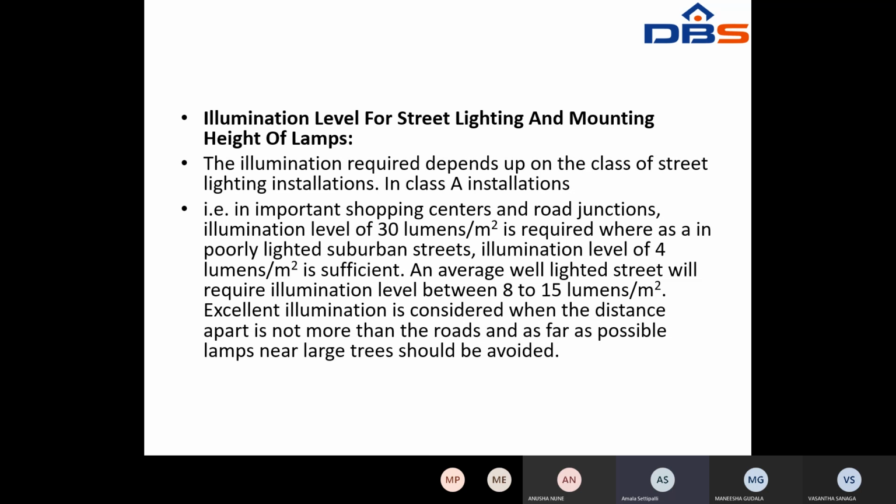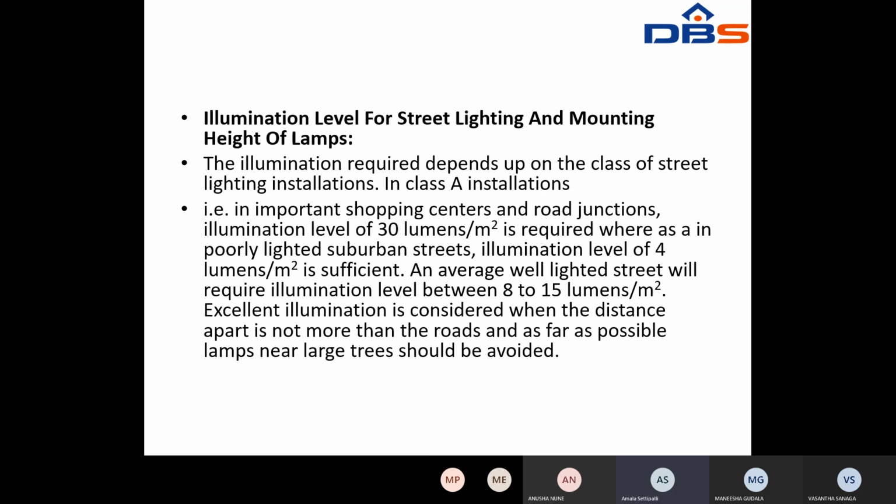So in big shopping malls as well as road junctions, you have to use more illumination, and the light used is in the range of 30 lumens per meter square. Whereas in poorly lighted suburban streets and urban streets, the illumination level required is 4 lumens per meter square. In populated areas, in suburban streets, 4 lumens per meter square is sufficient. An average well lighted street will require a level between 8 and 15 lumens per meter square, so some average well lighted areas require 8 to 15.